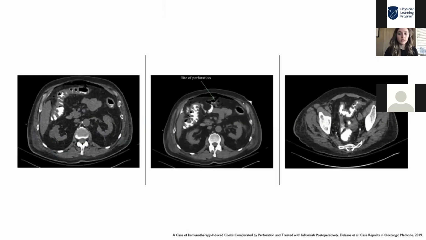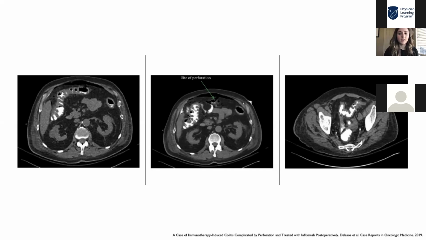So to illustrate the clinical course that some of these patients might take, this is a 72-year-old male who had metastatic melanoma with involvement of his liver and lung, and he was treated with ipilimumab as well as nivolumab. After his first round of treatment, he developed hematochezia. He presented to the ED and was admitted for IV steroid treatment. An investigation for infectious cause of his diarrhea was negative. He was then discharged home on oral steroids.